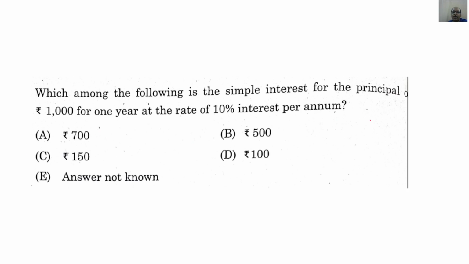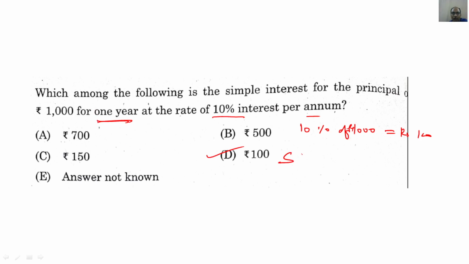Now, which among the following is the simple interest for the principal of 1000 for 1 year at the rate of 10% interest per annum? So it is very easy. We know that 10% of 1000 is equal to rupees 100. Okay, rupees 100. So rupees 100 will be the answer. So like this also we can do it, but it is for 1 year only. So we can find out immediately.